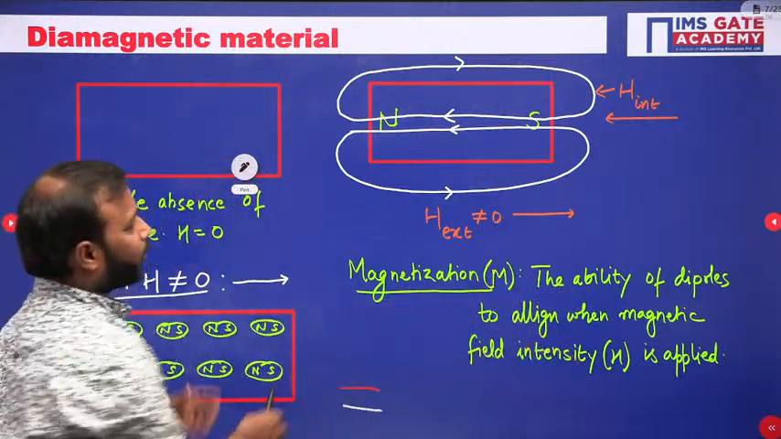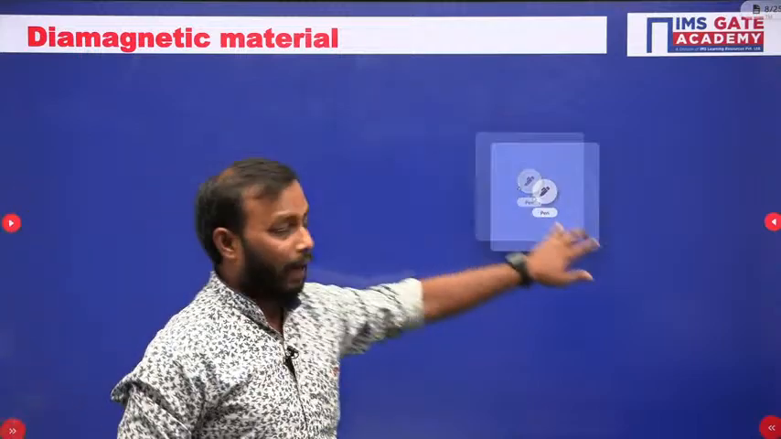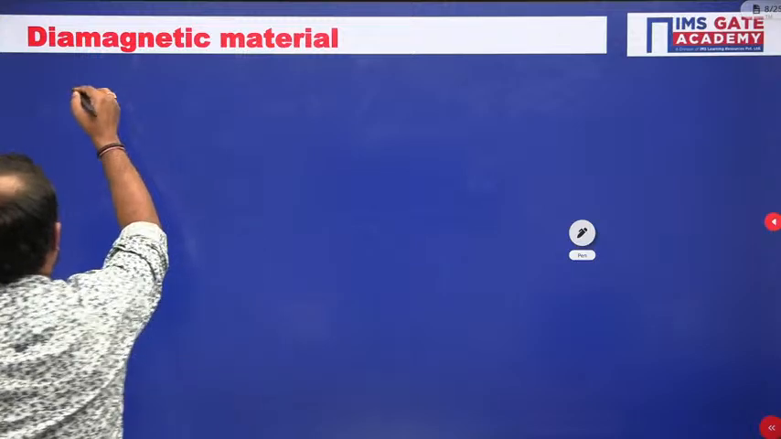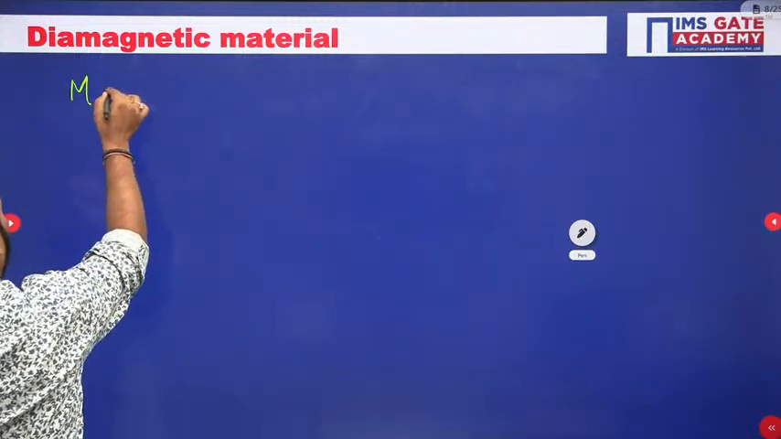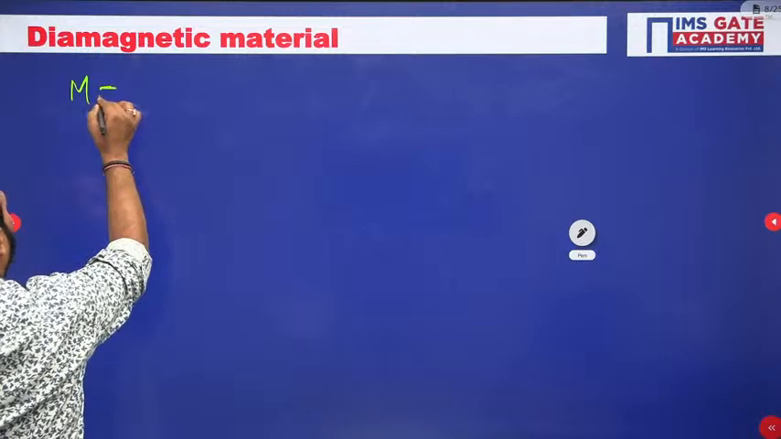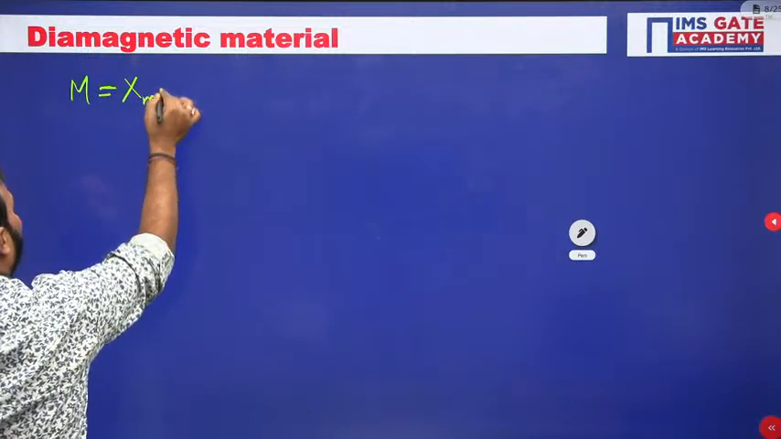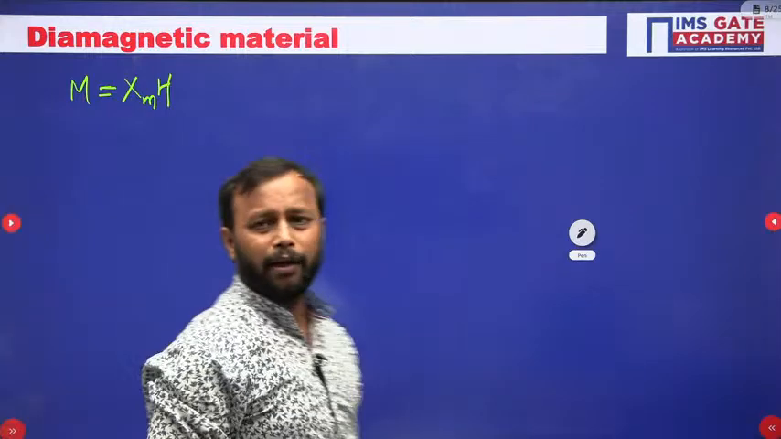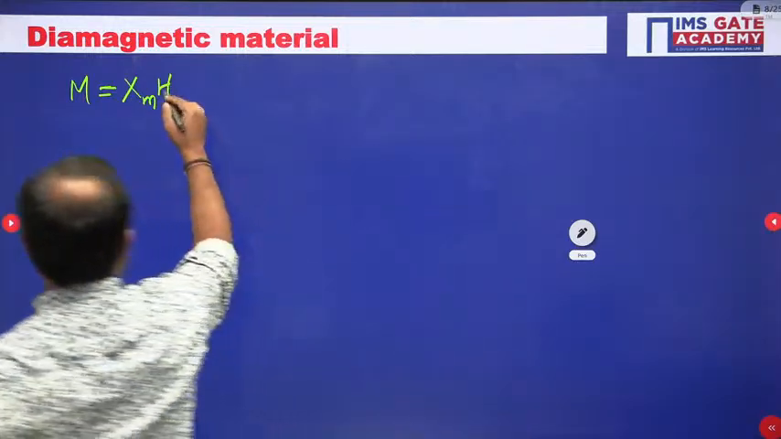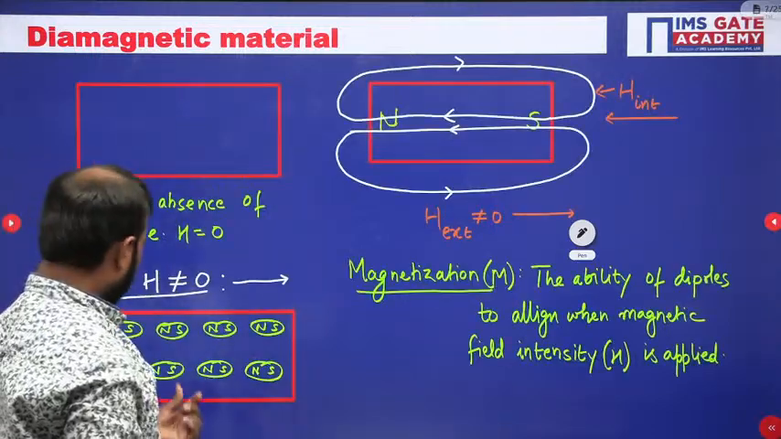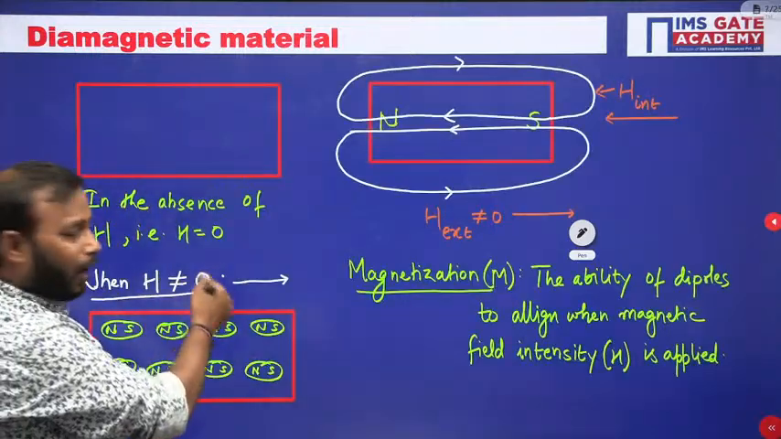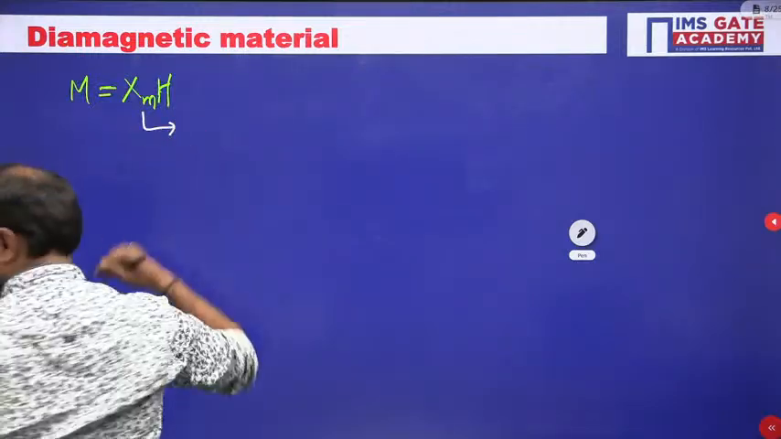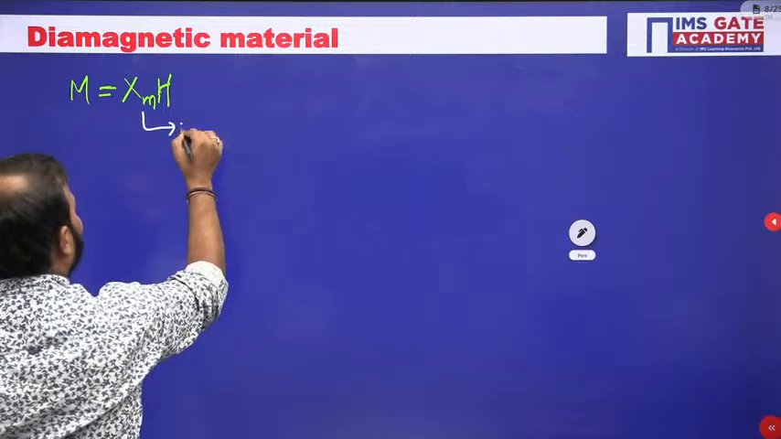Okay. Now this M, I am not going to derive the magnetization formula. So let me write it directly. M, I hope you have studied this. M is nothing but equal to chi M into H. So what is H? Here H is the applied external magnetic field, which is here. This H I have applied. And what is chi M? It is the magnetic susceptibility.